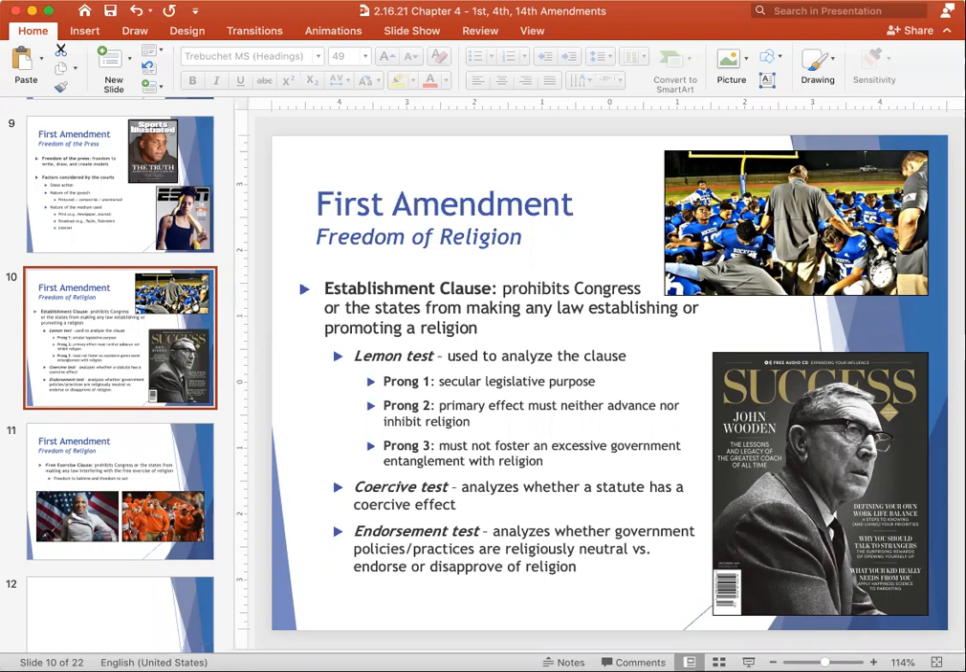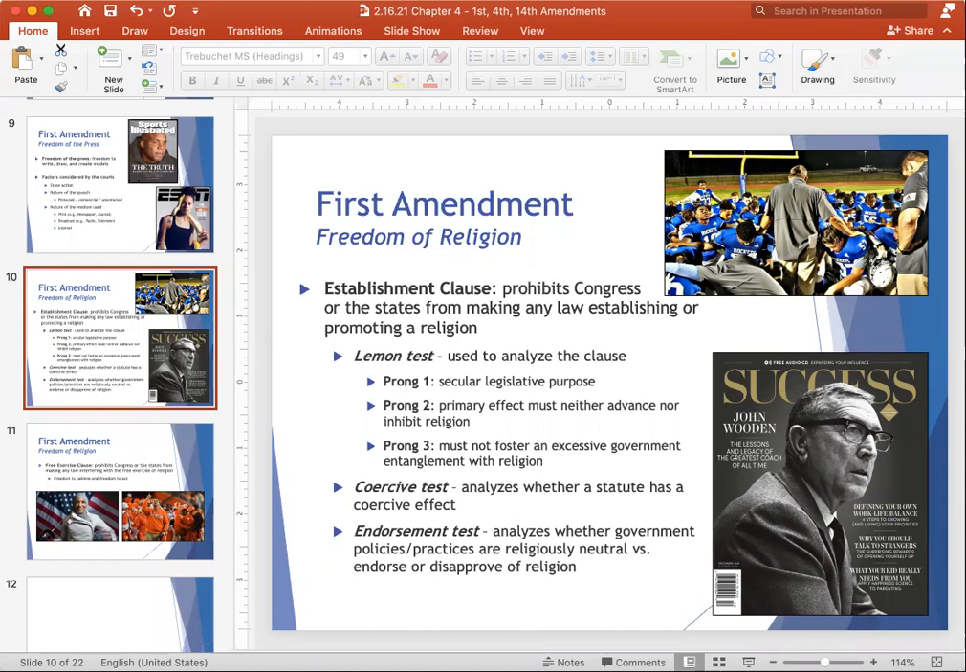The courts would examine, does the statute, rule, or policy have a secular purpose, which in that case wouldn't violate the First Amendment, or does it advance or inhibit religion, which would violate the First Amendment. And then they'll also examine if the statute, rule, or policy fosters excessive government entanglement with religion. So once again, we don't want that entanglement.